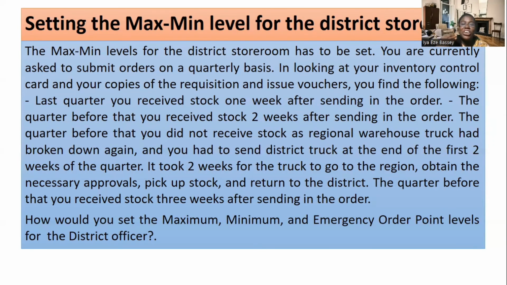Okay. So in looking at your inventory control card and your copies of requisition and issue vouchers, you found out the following: the last quarter you received the stock 1 week after sending the order. The quarter before that, you received stock 2 weeks after sending in the order. And the quarter before that, you did not receive stock because the regional warehouse truck had broken down. So after waiting for about the first 2 weeks of the quarter, you found out the truck wasn't coming, you sent your own truck, and it took about 2 weeks for your own truck to get to the region and obtain the necessary approval, pick up stock, and return to the district.